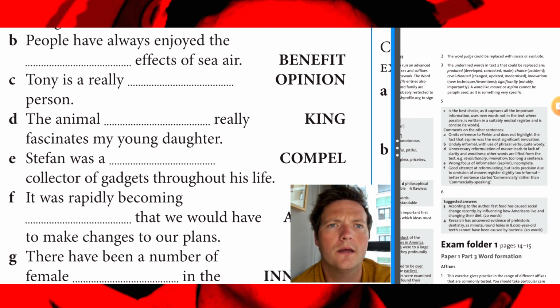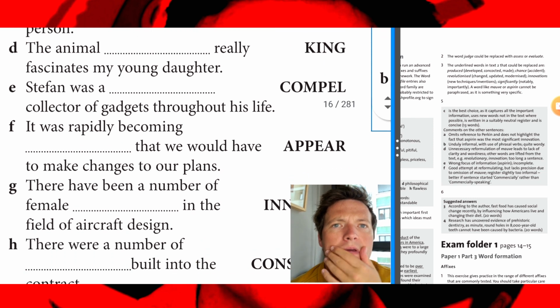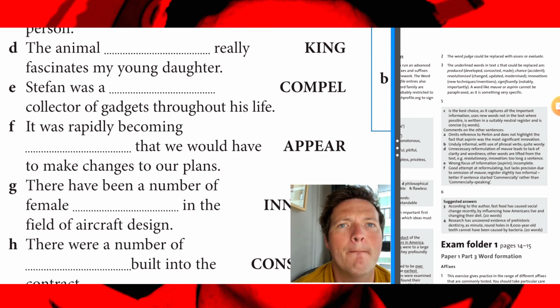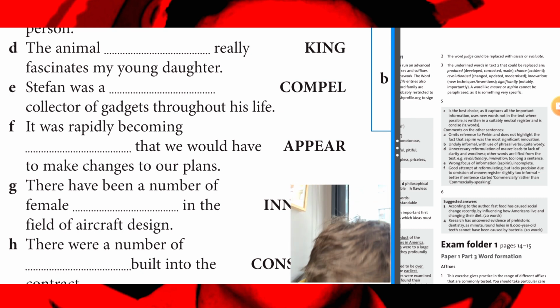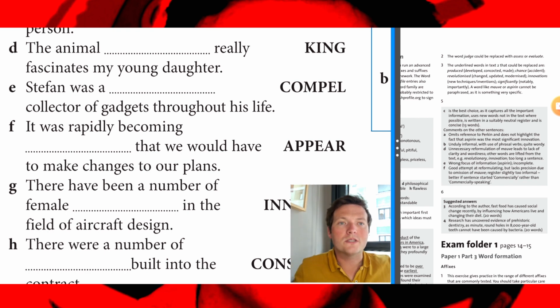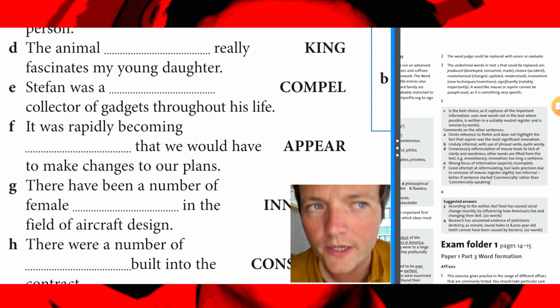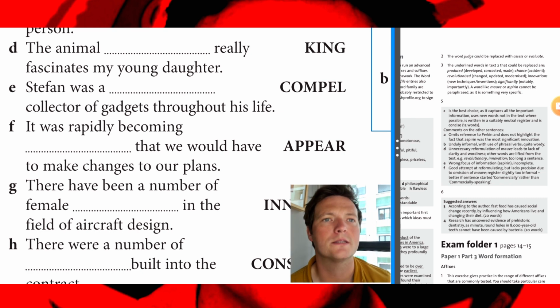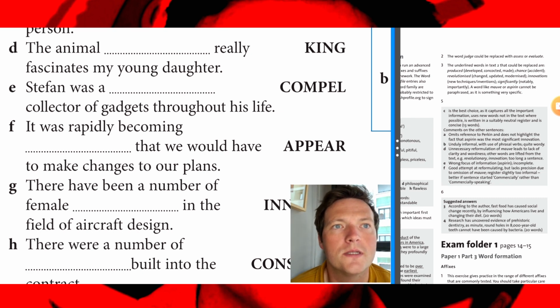What else? E. Stefan was a compel collector of gadgets throughout his life. Okay, I think I know this. This one's really difficult. So when something is compelling, it attracts you, right? To compel is like to attract, but I think the word we're looking for here is that you do something sort of repetitively and almost obsessively. And I think the word is going to be compulsive, compulsive collector of gadgets. Okay, yeah.